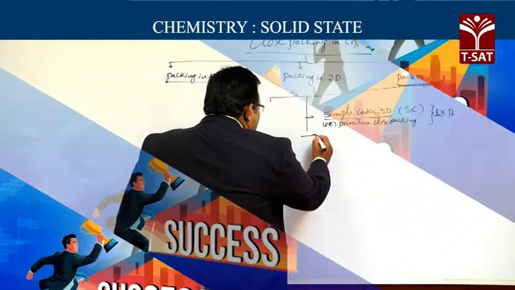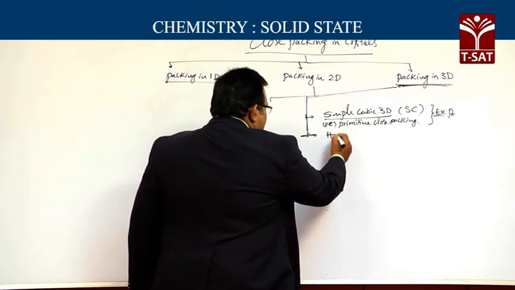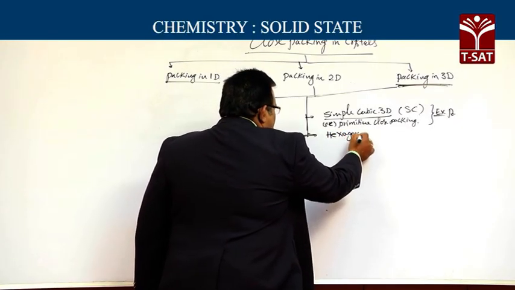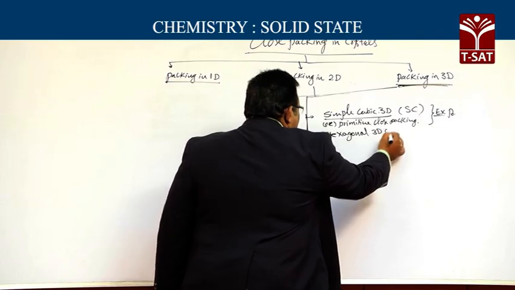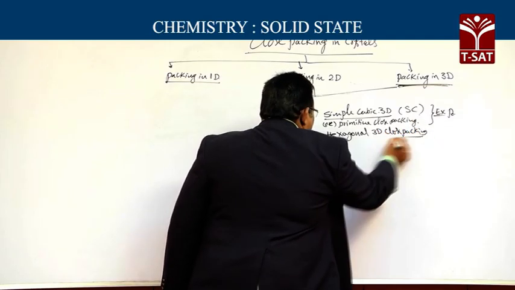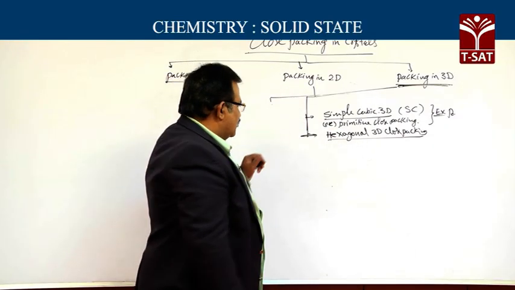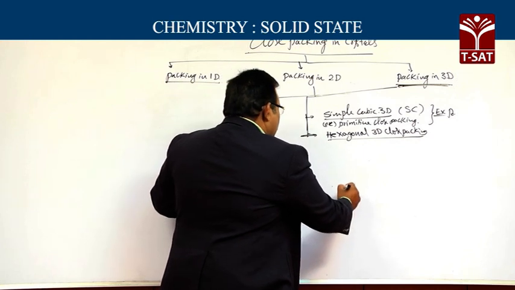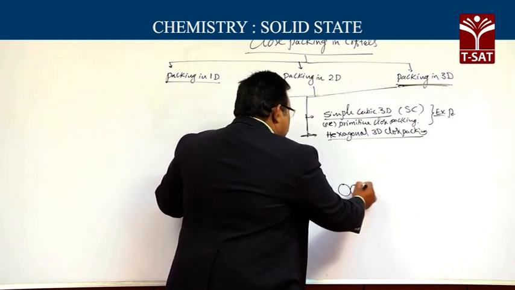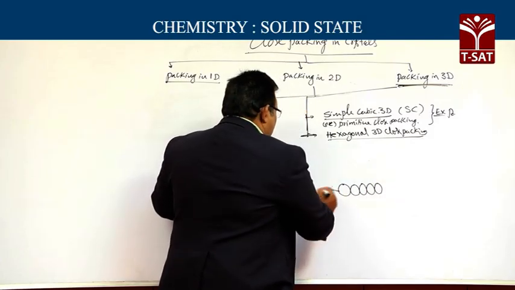The second type of 3-dimensional close packing is hexagonal 3-dimensional close packing. In this, there is a layer called A layer.